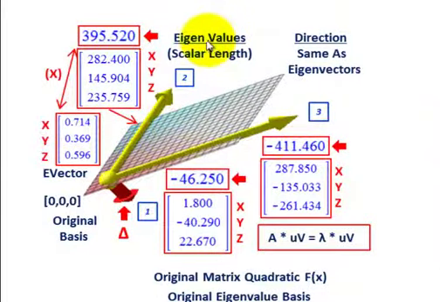Now for our eigenvalues. Remember, they're just the scalar length of the eigenvectors, and really the direction is the same as our eigenvectors. Okay, so for our eigenvalues, we're going to have three of them. Two are shown by our yellow arrows, and those are the largest of the vectors that we have here, 395.52 and negative 411.46. And those are the large ones, and they land on what we call the eigenplane, or our vector plane. And the other one is our shortest one, shown in red, and that's at minus 46.250. And really, that's the one that you're usually concerned about.